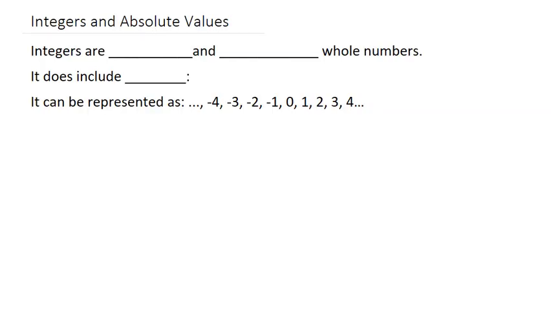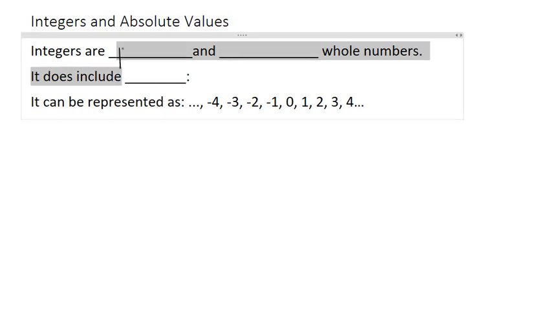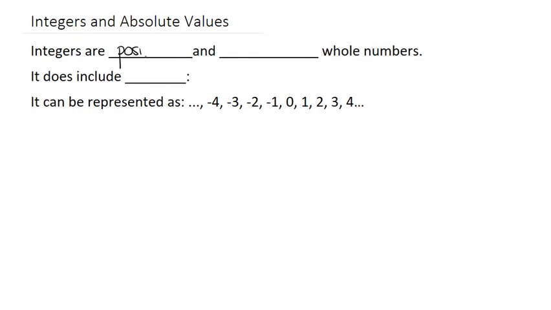Integers and absolute values. Integers are positive and negative whole numbers. It does include 0. So it could be shown something like this, where you see these arrows to indicate that it can go on till infinity in both directions, to negative infinity and positive infinity.